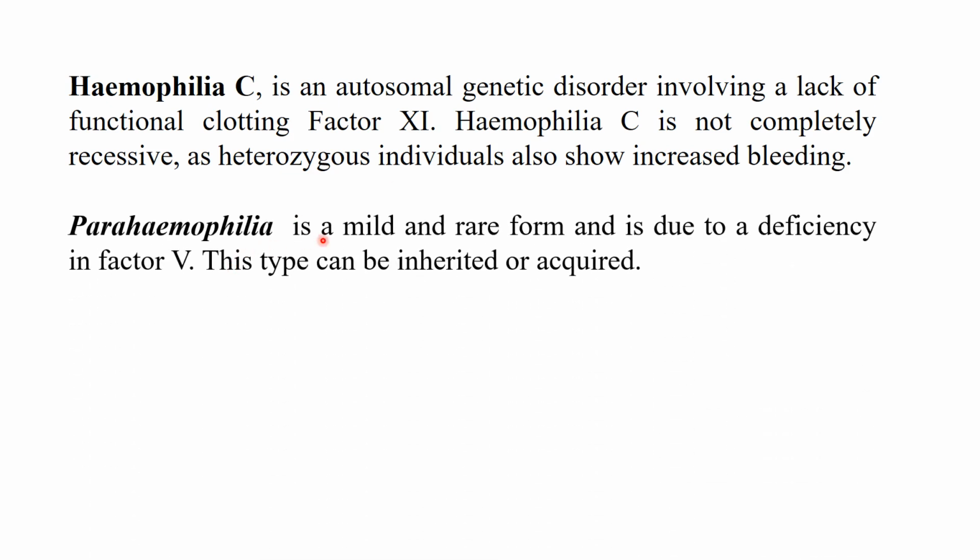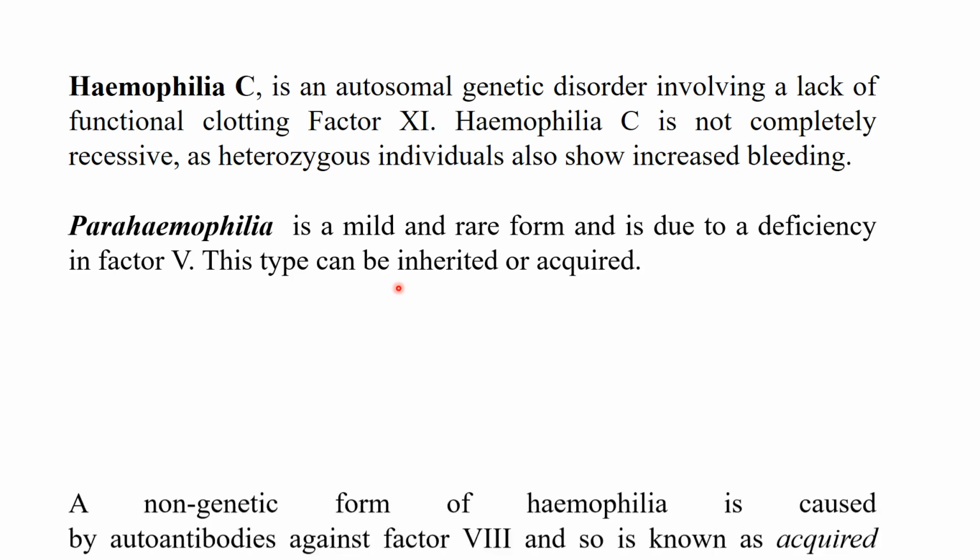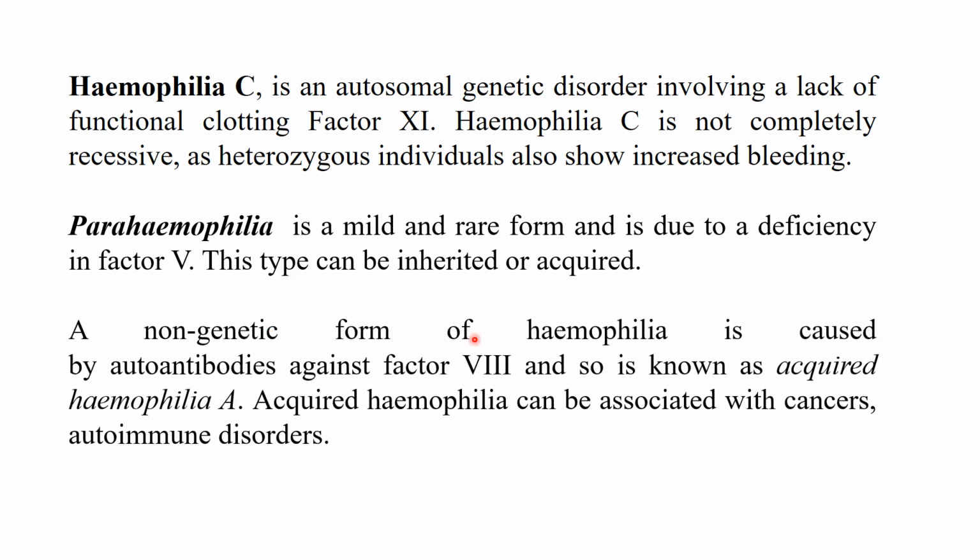Parahemophilia is a mild and rare form and is due to deficiency of factor 5. This type can be inherited or acquired. A non-genetic form of hemophilia is caused by autoantibodies against factor 8 and so is known as acquired hemophilia A. When the body's own antibodies act against factor 8 and neutralize it, it is called acquired hemophilia A. Acquired hemophilia can be associated with cancers and autoimmune disorders.